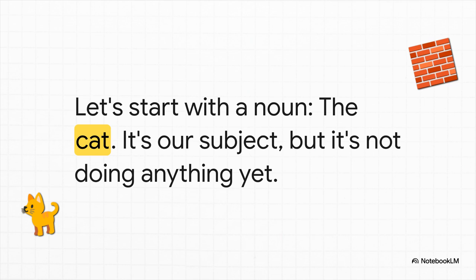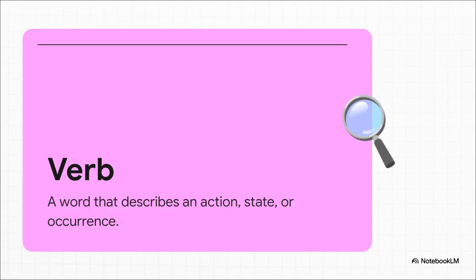Okay, let's start building our sentence. Our first block is a noun, the cat. Cool, we have our subject, but it's not really doing anything, is it? It's just kind of there. To bring it to life, we need our second core pillar. And that's where the verb comes in.